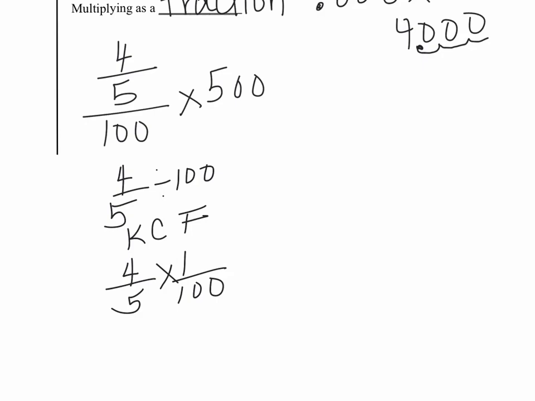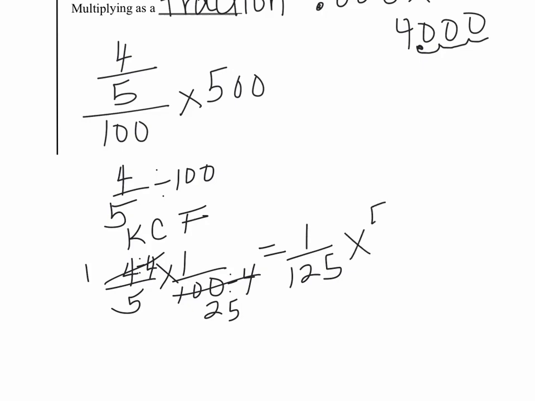You can cross cancel here. 4 does go into 100 evenly 25 times. 4 divided by 4 and 100 divided by 4. That's 1 and 25. Then you have 1 times 1, which is 1, and 5 times 25, which is 125. And that is what you're going to multiply by the 500 over 1.